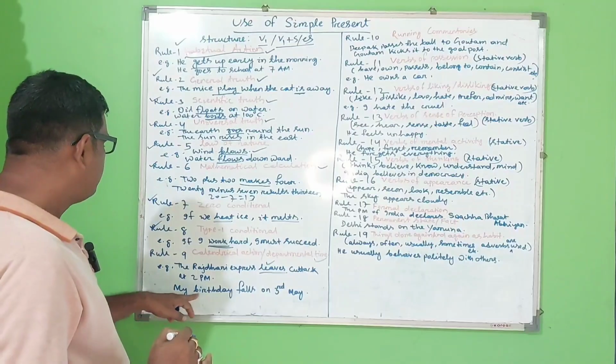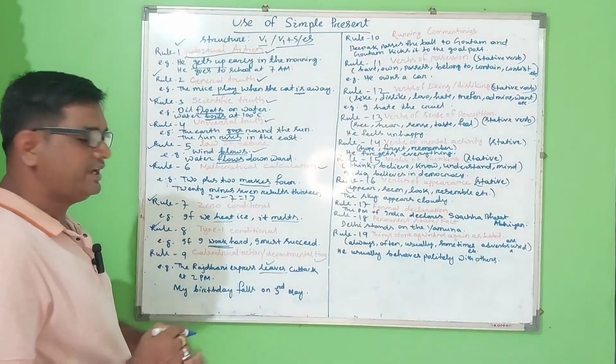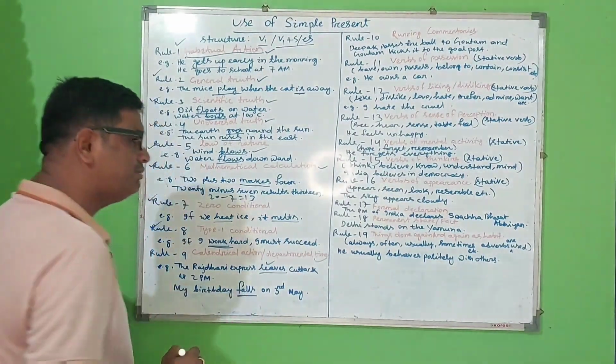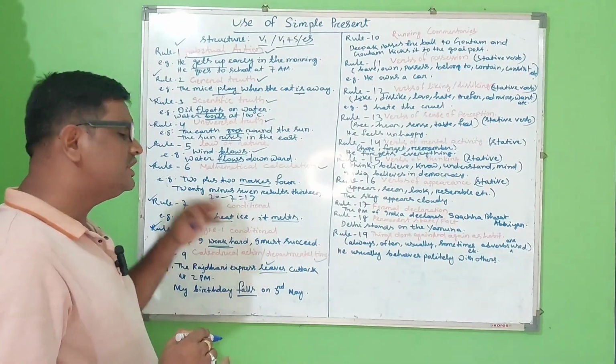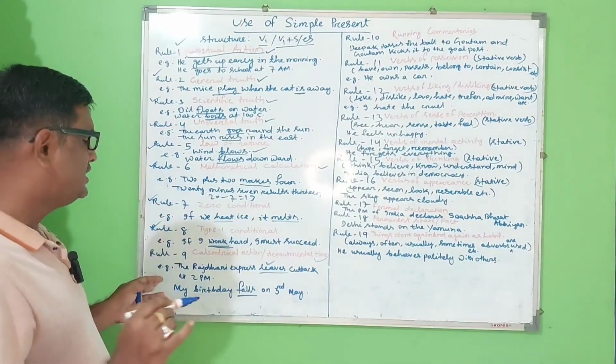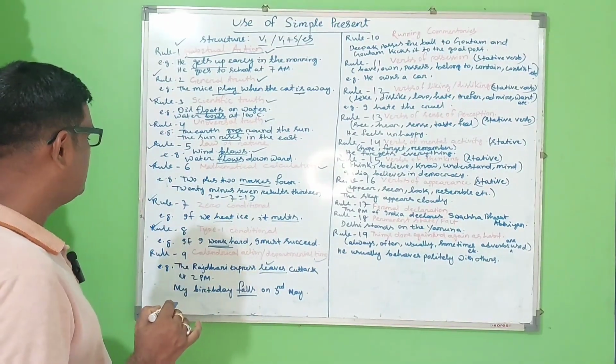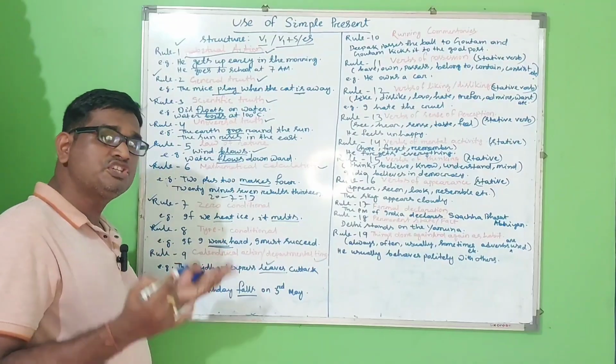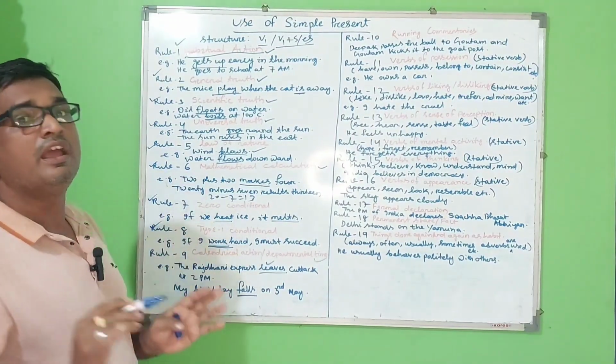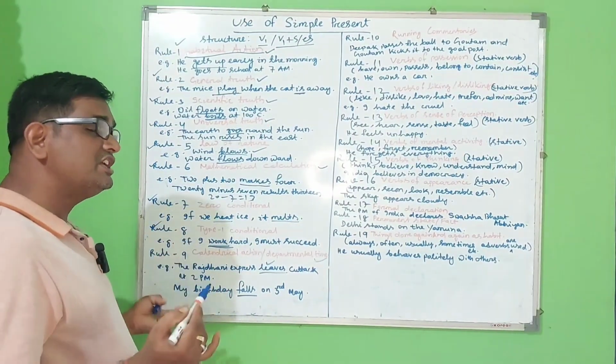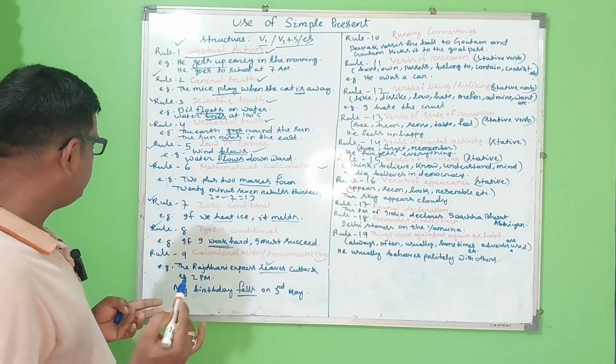Then my birthday falls on 3rd May. Clear? My birthday falls, every year it falls on 3rd May. It is set in the calendar. Clear? It is a calendrical action. Are you getting or not? The office opens at 10 a.m. Clear? That means that is also departmental time. Are you getting or not?